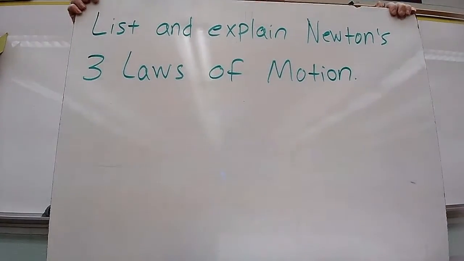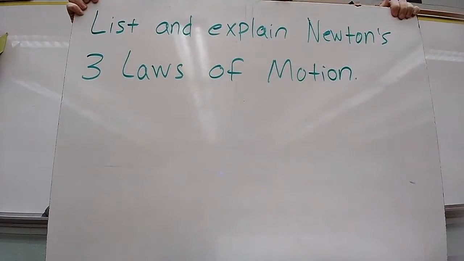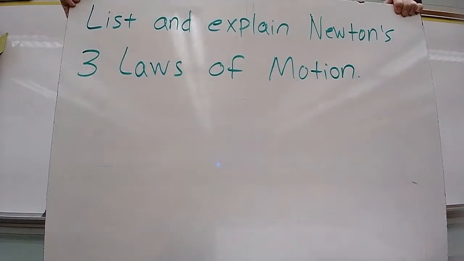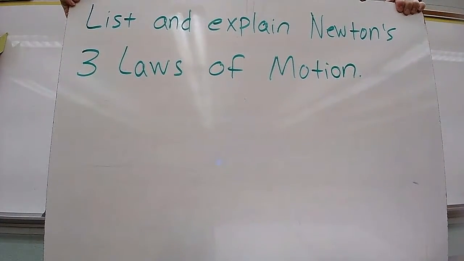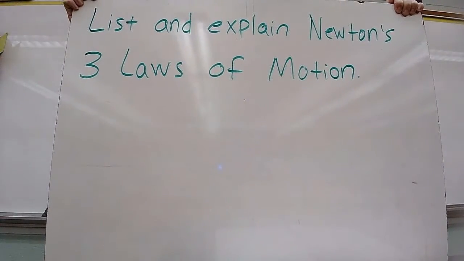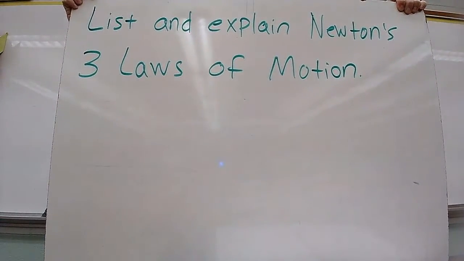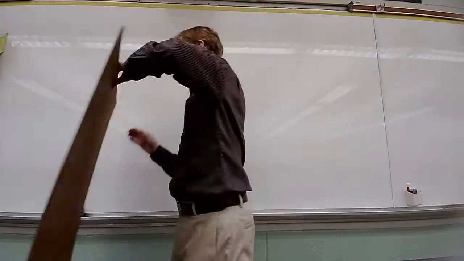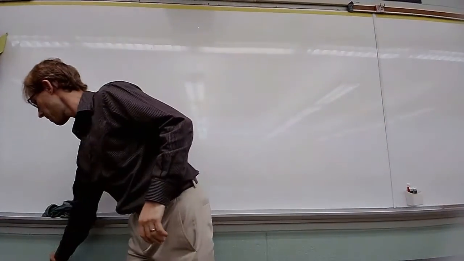Okay. So the question again, and this is for the benefit of the folks at home. List and explain Newton's 3 laws of motion. First law, an object at rest stays at rest, or if it's in motion, it stays in motion. Second law, force equals mass times acceleration. And third law, if you've got 2 objects that are interacting, they exert equal and opposite forces on each other. The end.